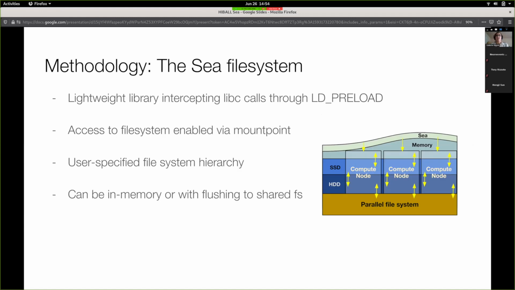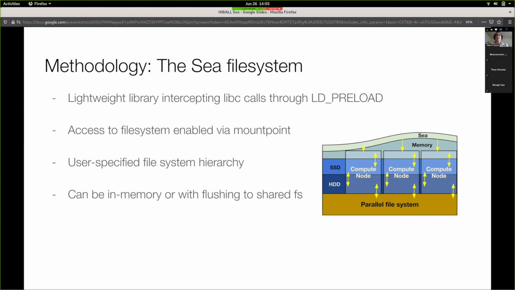So this is kind of what it looks like. We have this lightweight library that intercepts libc calls. So libc calls are the calls that you make to open a file, whether it's in Python or whatever. If you're on a Linux system, you'll interact with libc. What my code does is it intercepts these calls and then switches the directory or finds the best directory for you to write your data or interact with your data.